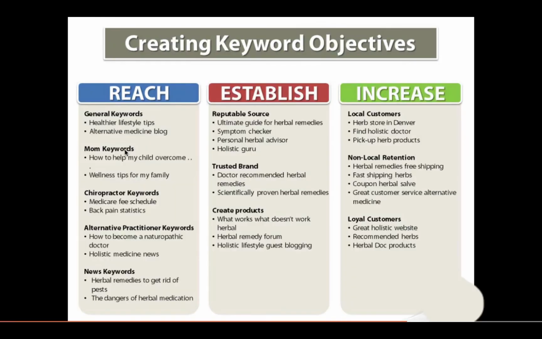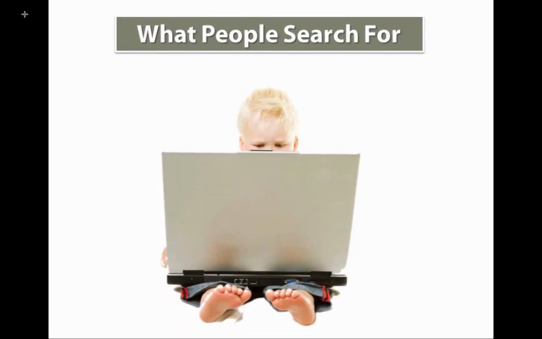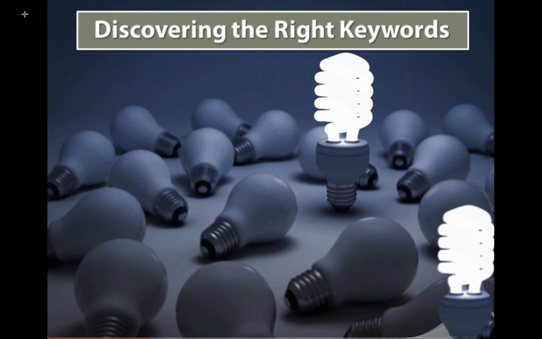Here, you can see that I have taken different ideas and attached possible keywords to go along with the ideas. For example, through reach objectives, we came up with mom keywords. This idea helped us to find several keywords like how to help my child to overcome. Keyword objectives can definitely point you in the right direction, but you still need more, because what's going on in your company isn't what people really search for when trying to find the website. To overcome this, we are going through the processes that I went through with Herbal Duck and covered 2065 keywords.